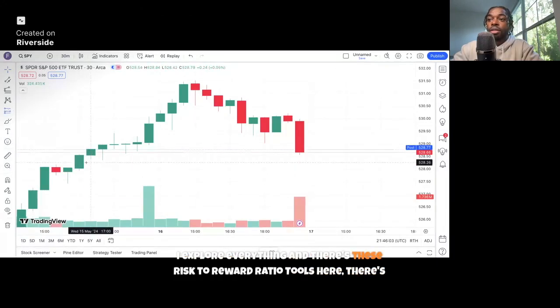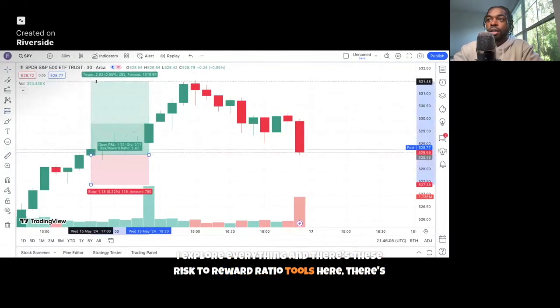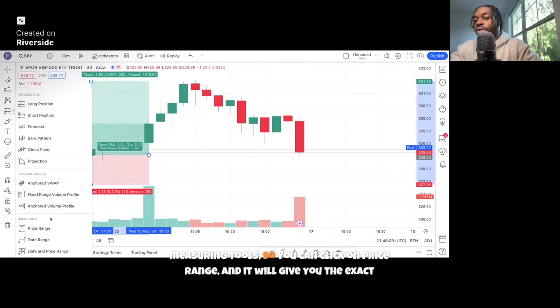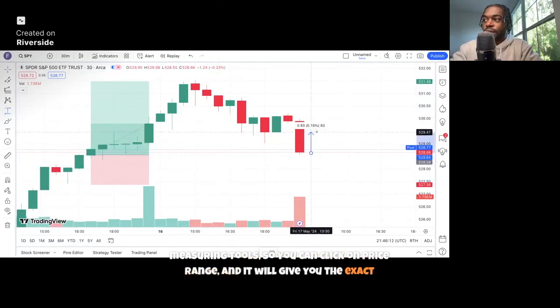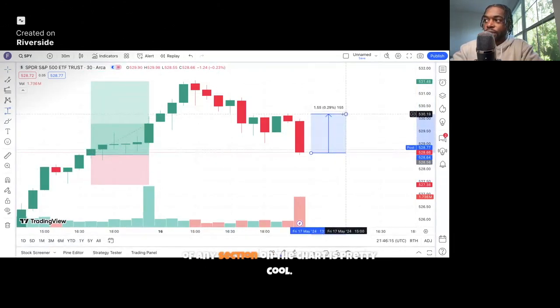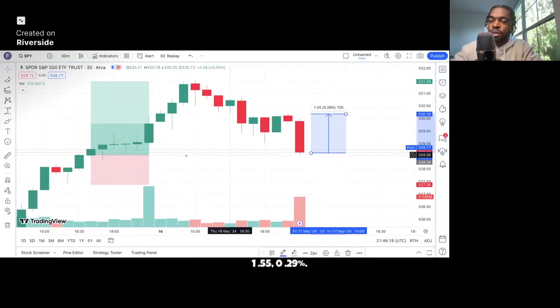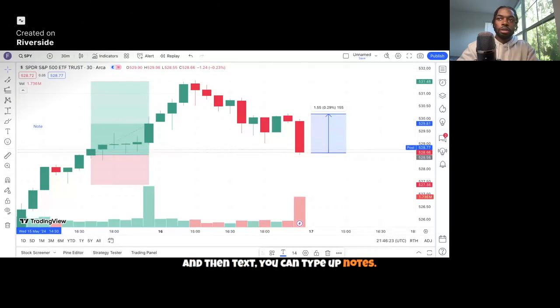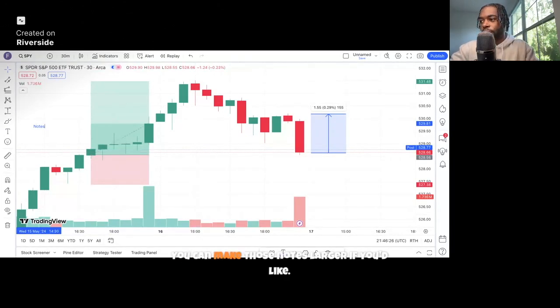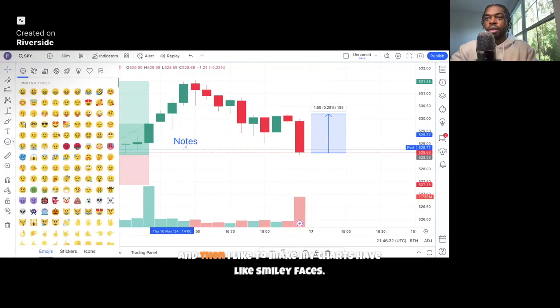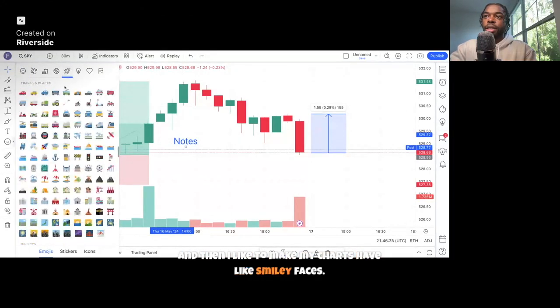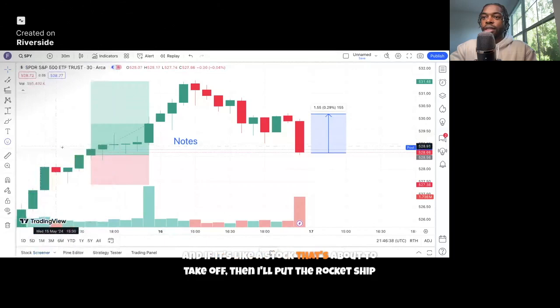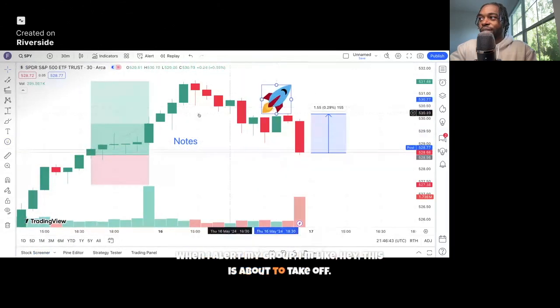And there's these risk to reward ratio tools here. There's measuring tools. So you can click on price range and it will give you the exact price range of any section on the chart. It's pretty cool. 1.55, 0.29%. This is actually pretty cool. And then text, you can type up notes. You can make those notes larger if you'd like. And then I like to make my charts have like smiley faces, and if it's like a stock that's about to take off, then I'll put the rocket ship symbol in there when I alert my group. I'm like, hey, this is about to take off.